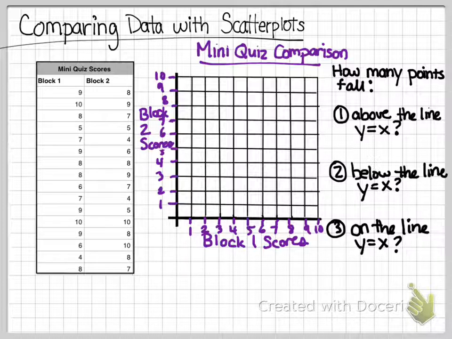So I'm just going to scan through this list and plot the points as XY pairs. For example, this first pair here would be 9 and 8. So I would go to 9 for the block 1 score and then 8 for the block 2 score, and I'm going to put a point there.